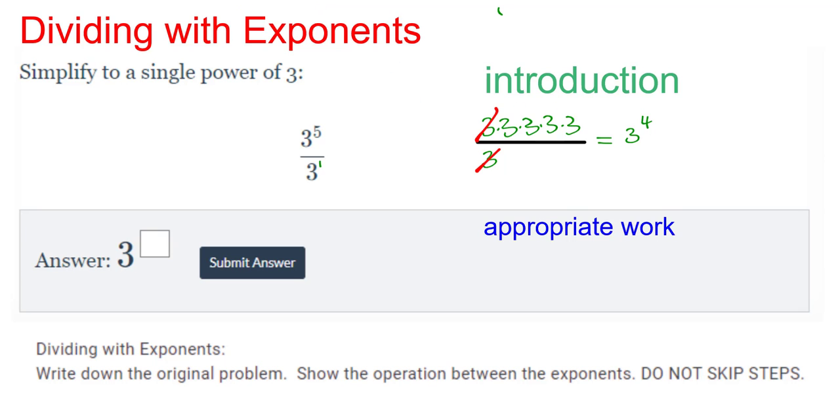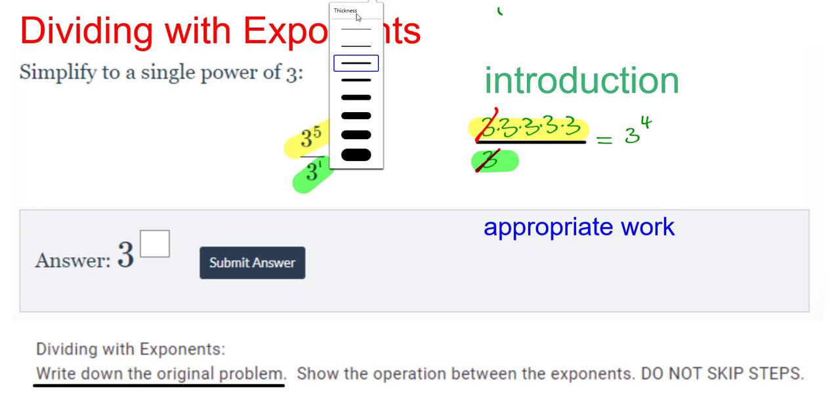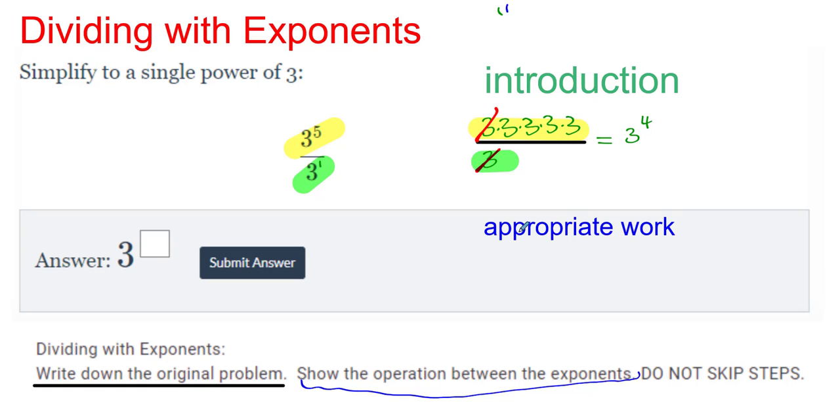So now that we've given you the introduction, let me use my color coding just to make sure you can see. So 3 to the power of 5 was listed right there. 3 to the power of 1 was listed right there. Now we're going to get to our appropriate work. But a reminder, in Google Classroom, begin by writing down the original problem. And then what they're going to ask you to do is to show the operation between exponents.